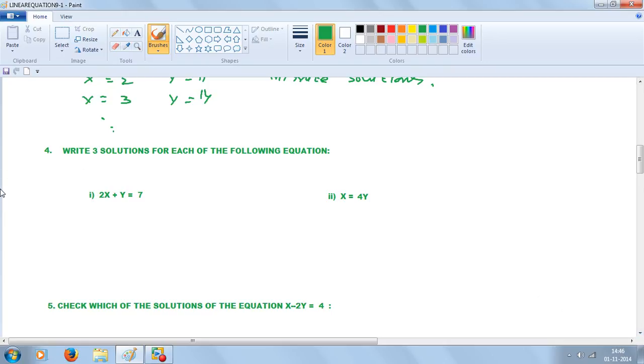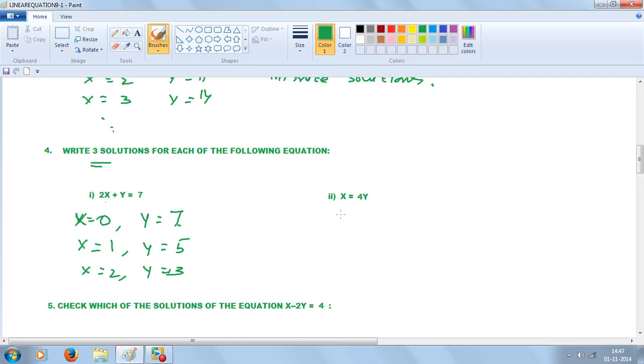The next problem: if a linear equation is given, write 3 solutions for each of the following. It's very simple. Put x is equal to 0; the first term will become 0, so y is equal to 7. Let us take x is equal to 1. Then 2 into 1, this term will become 2, 2 plus y is equal to 7, then the value of y will become 5, because 5 plus 2 is 7. If x is equal to 2, 2 twos are 4, 4 plus y is equal to 7, so the value of y will become 3. So we have 3 solutions. There can be any number of solutions.